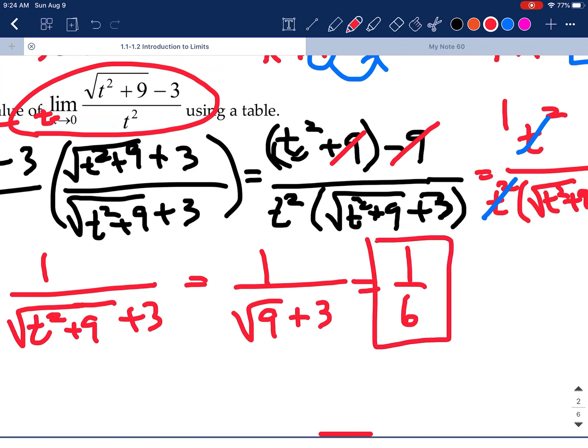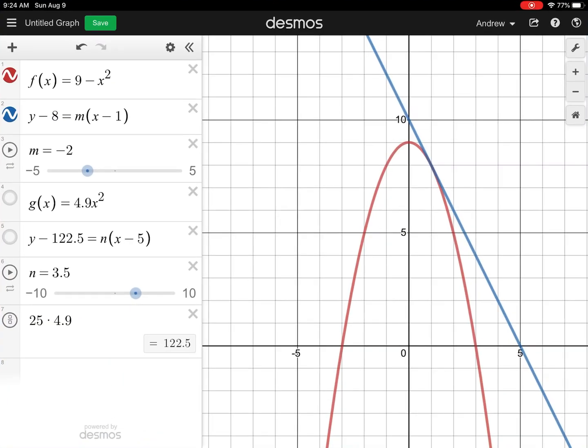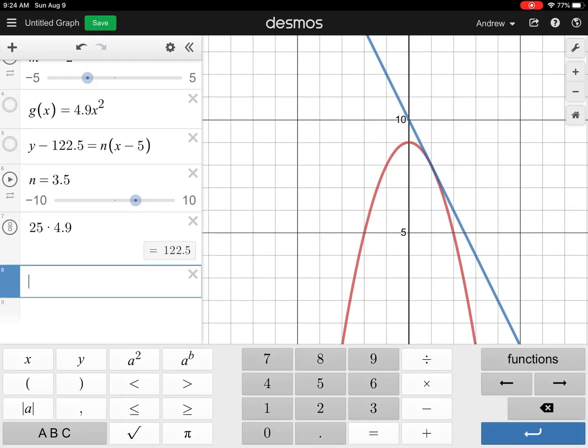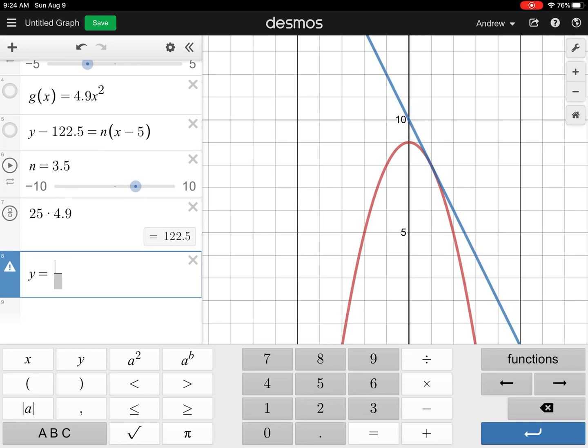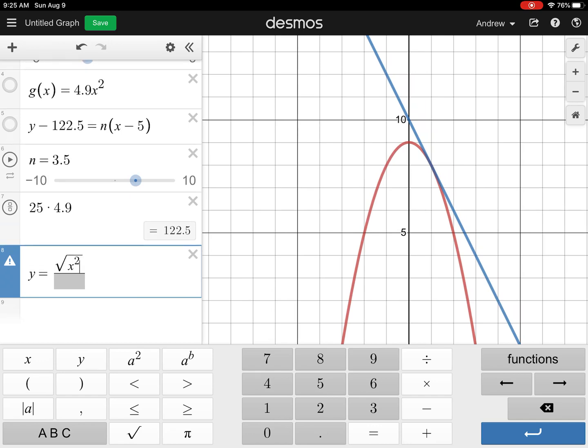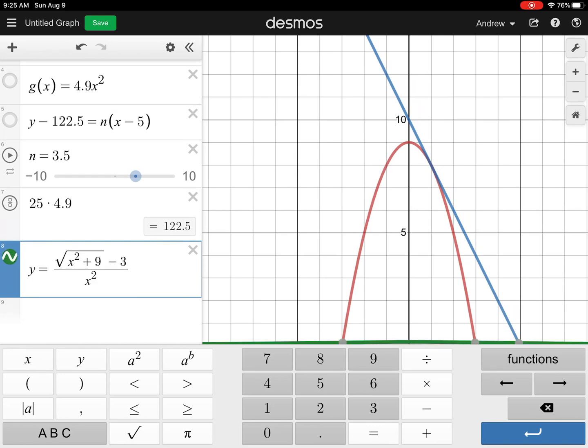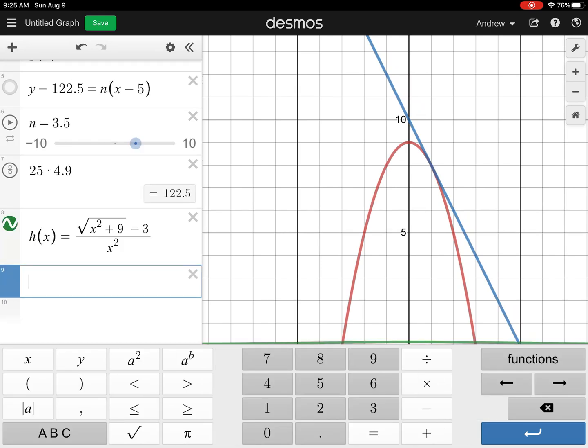All right. So let's see if this actually works. Let's go to Desmos and let's create that function. So y equals square root. I'll use x squared here. So again, variables can be interchanged for letters. And we'll call this h of x.